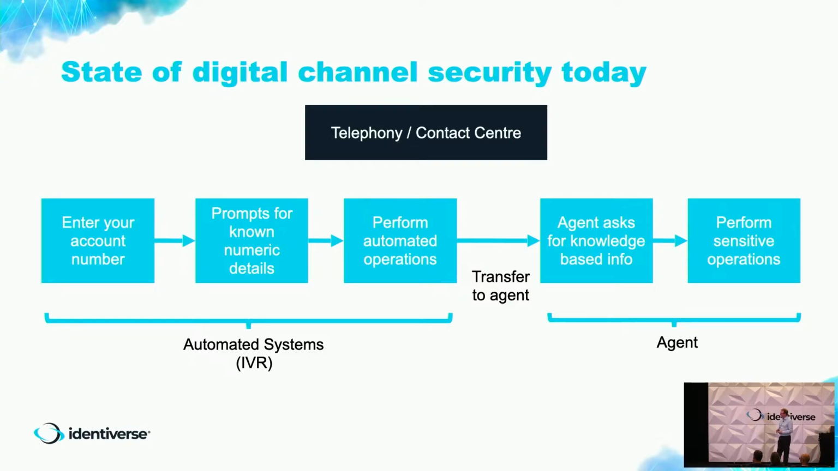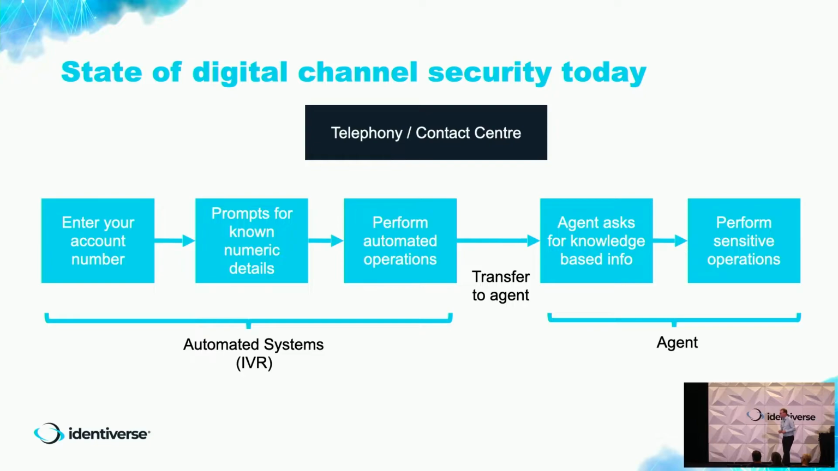So what's the typical flow today in a contact center? A customer rings in and is asked to enter an account identifier. So maybe it's the credit card number, maybe it's the mortgage number, maybe it's the user ID. They enter that through the IVR, the automated system, and we've identified, well, yeah, this is Fred, or we think this is Fred.